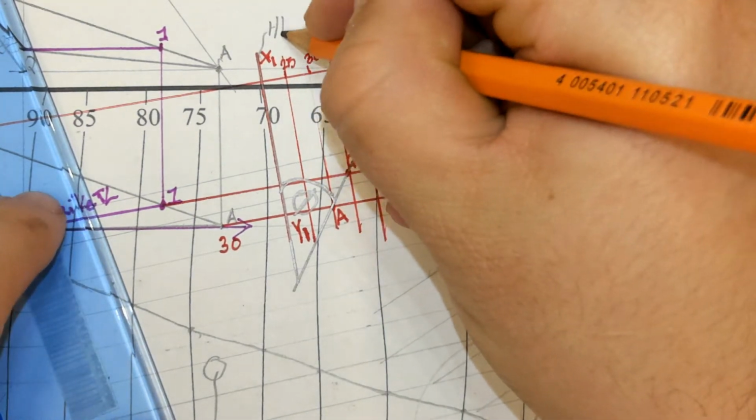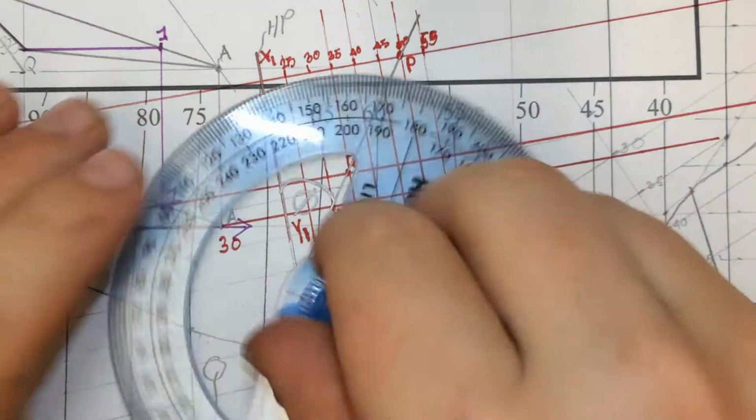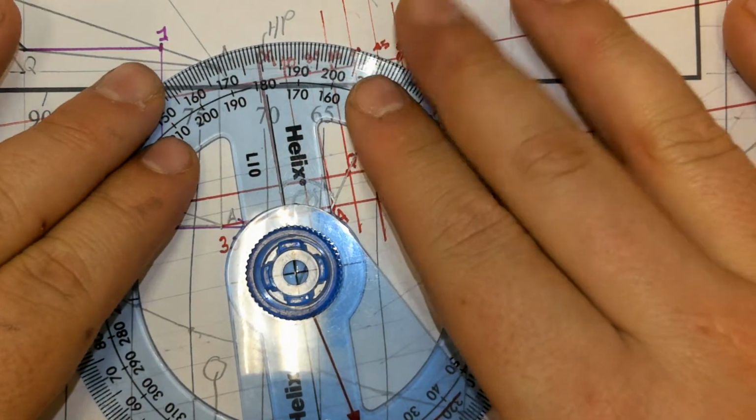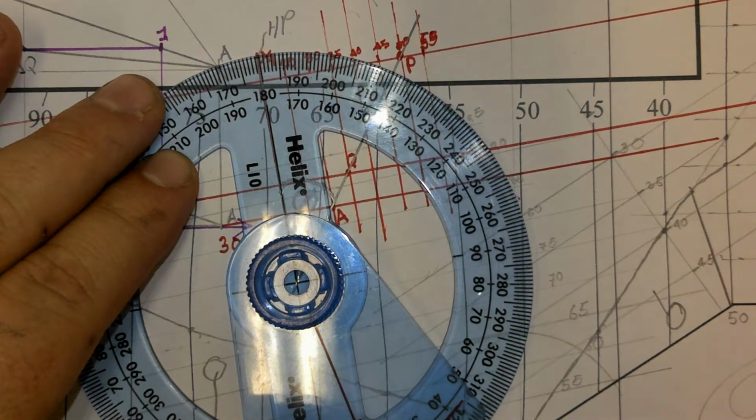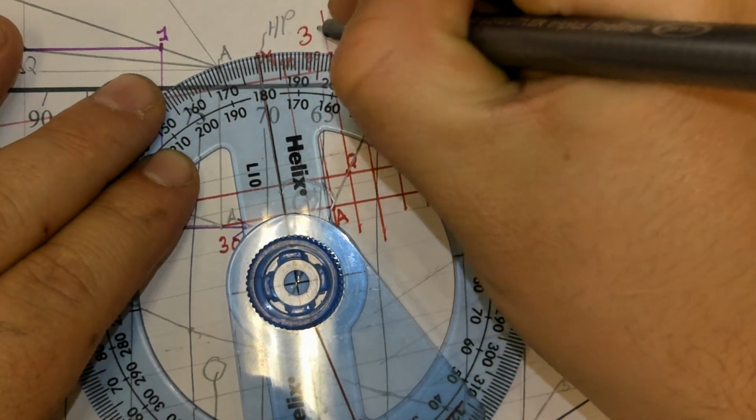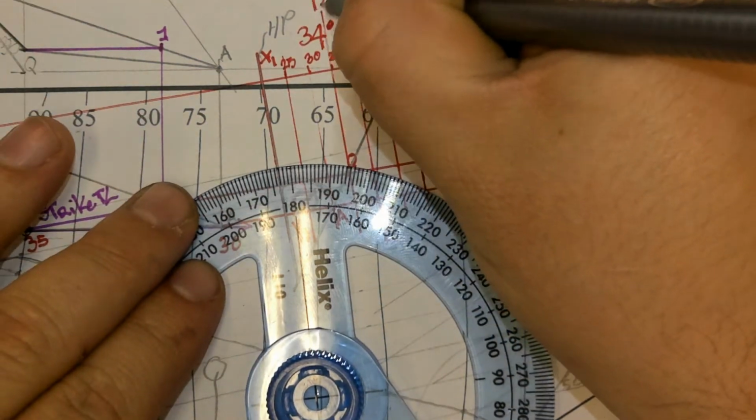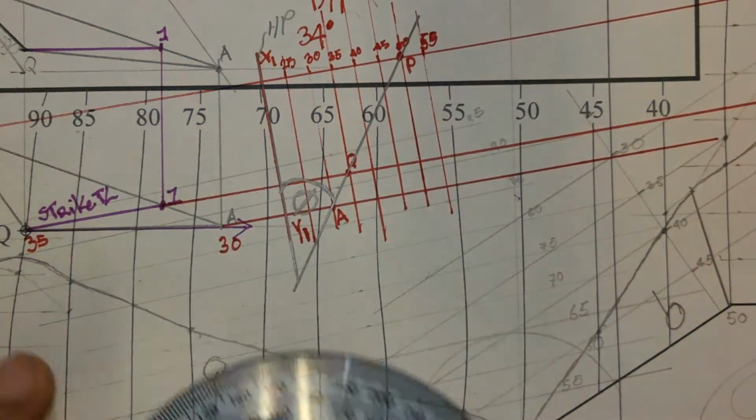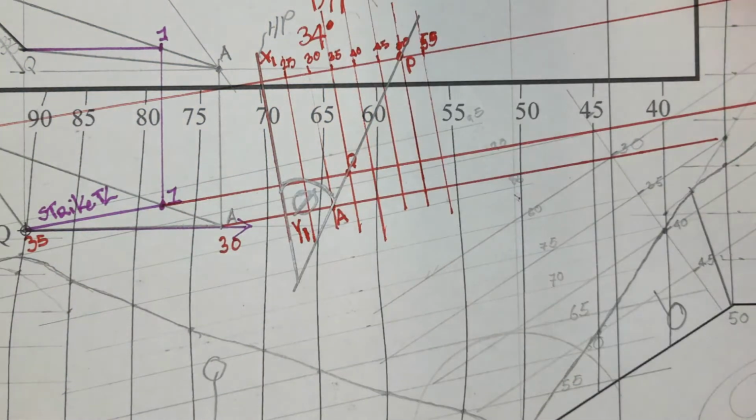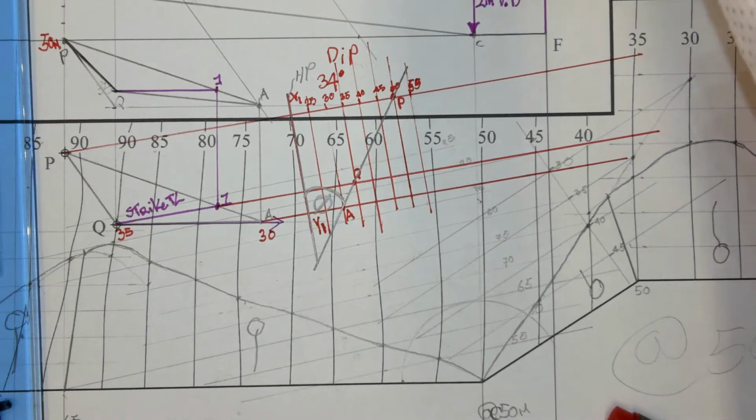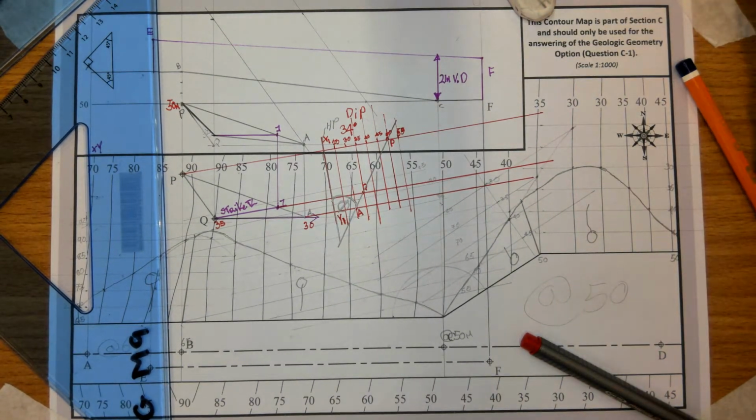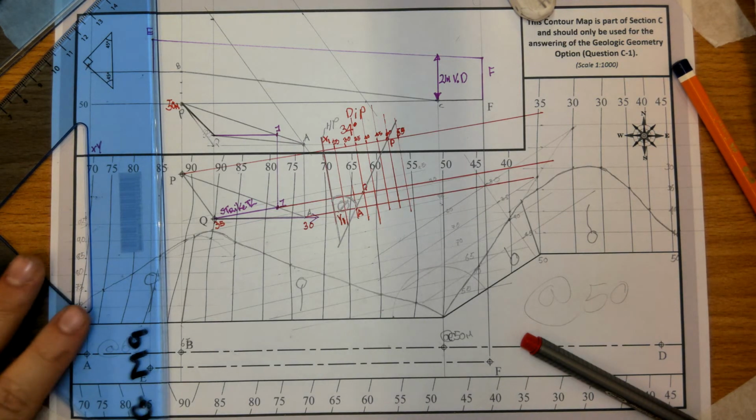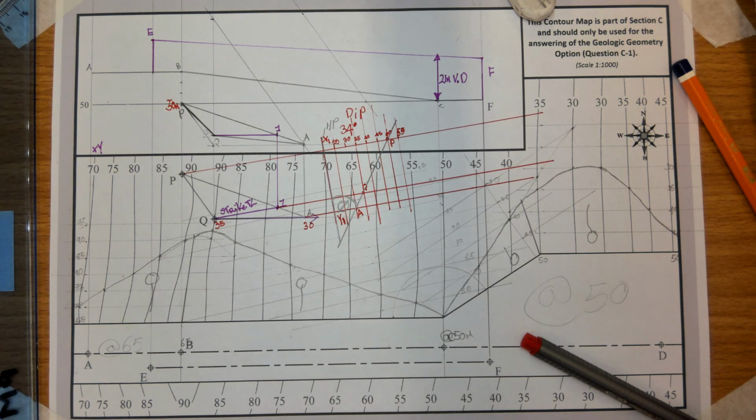HP. To check this, you should always measure the angle of it. So the angle is 34 degrees, the dip. If you don't measure the angle, you risk losing up to 8 marks. Right, that's the question done underneath the time limit of 35 minutes. So cheers, thank you, bye bye.